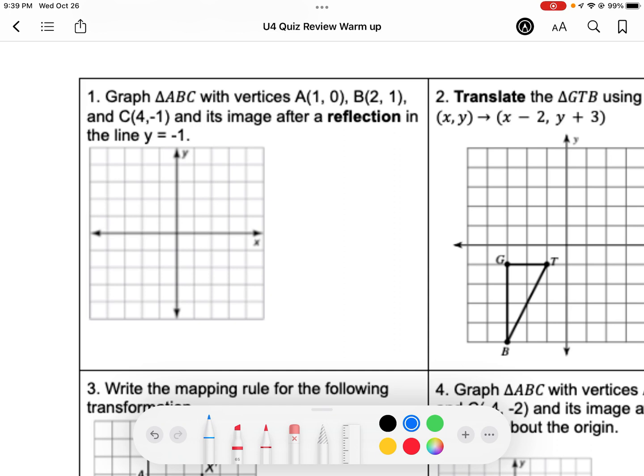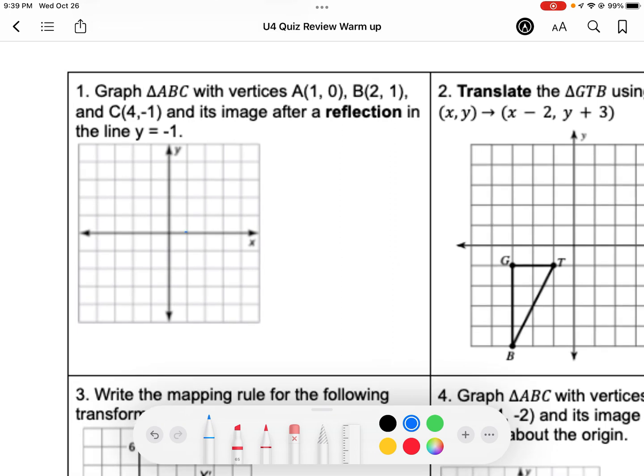So the original triangle, ABC, A is at 1, 0. Make sure we label it. B is at 2, 1. And C is at 4, negative 1. Make sure we connect these. And then we're going to reflect that in the line y equals negative 1.